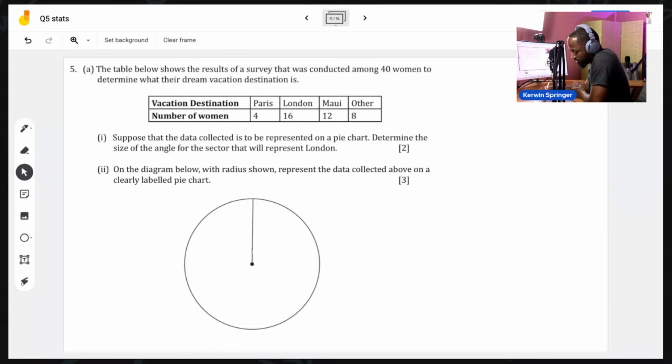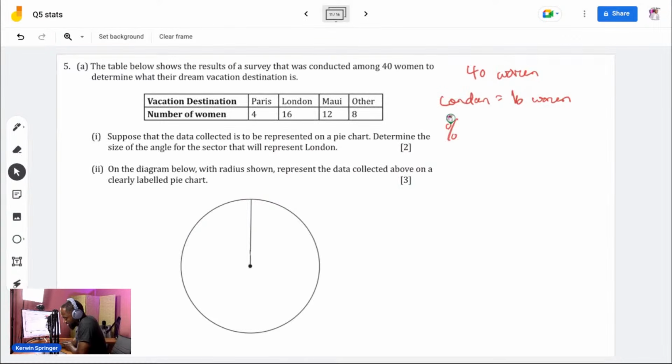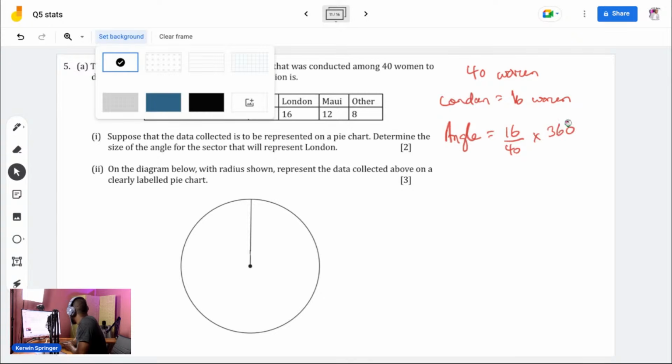In London town. All right, so 40 women. London is equal to 16 women. So the angle, not a percentage, the angle has to be a fraction. 16 out of 40 multiplied by the full angle in a circle, 360. And how much will I get with this?